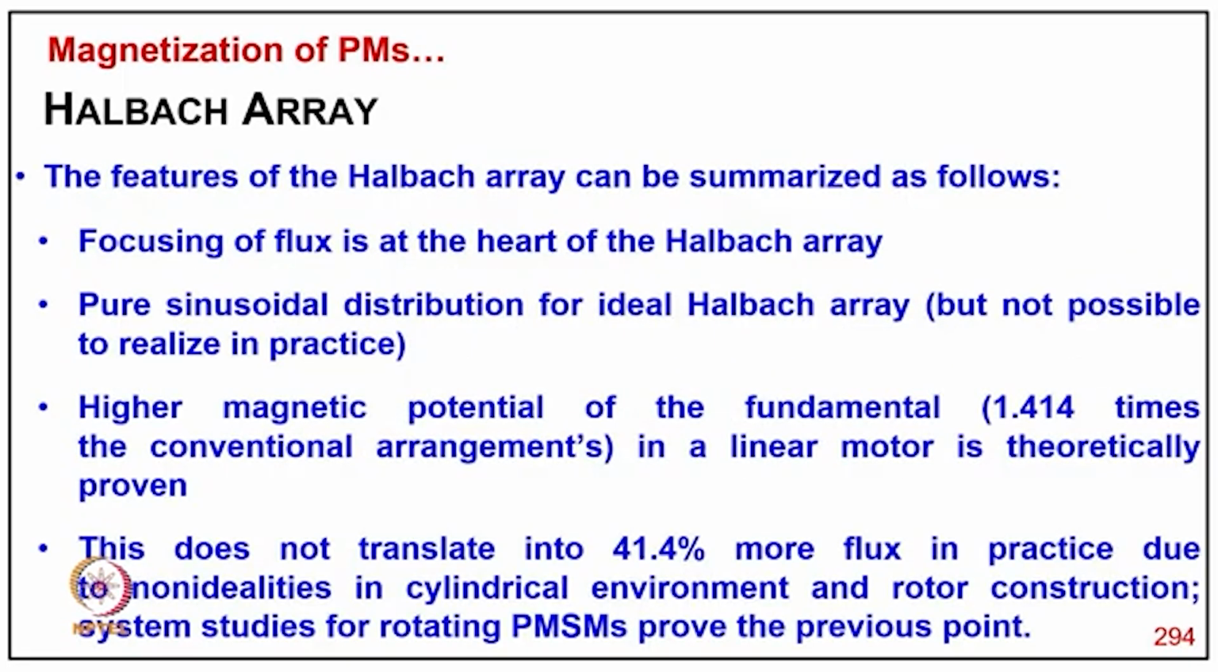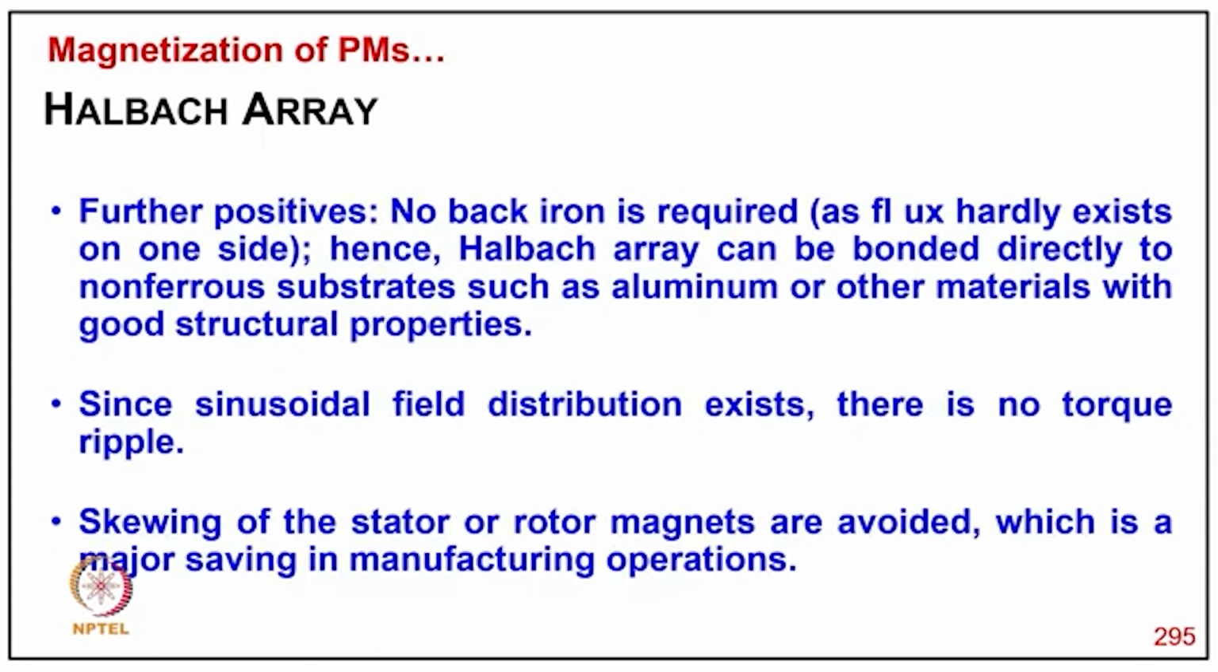So the features of Halbach can be summarized as focusing the flux at the heart of the Halbach array, and pure sinusoidal distribution for a Halbach array, but not possible to realize in practice. Higher magnetic potential of the fundamental, 0.414 times the conventional, in a linear motor is theoretically 1.414. This does not translate into 41.4% flux in practice due to non-ideality of the cylindrical environment and rotor construction. Systematic for rotating BMSM proved the previous point.